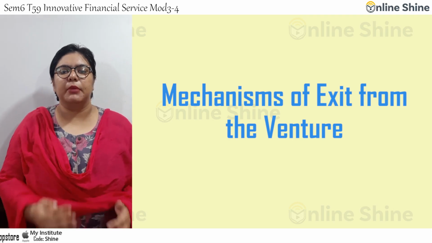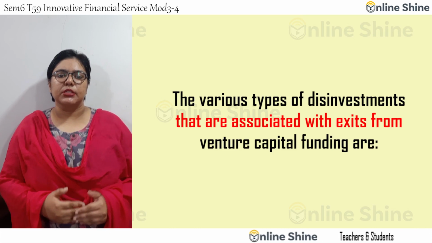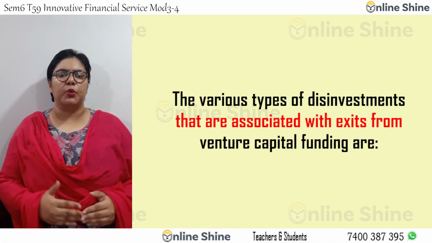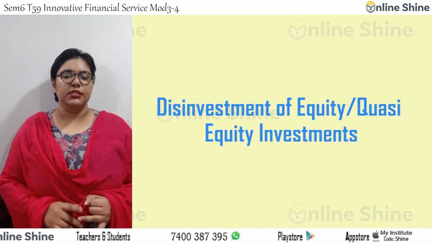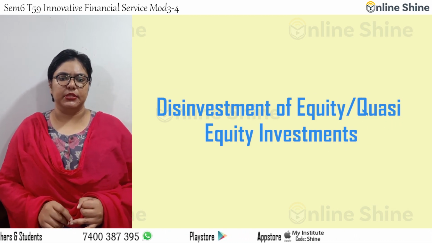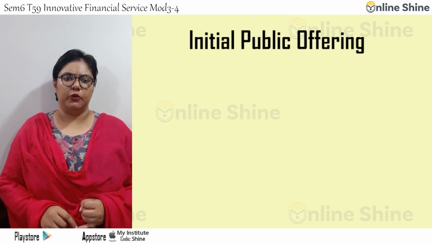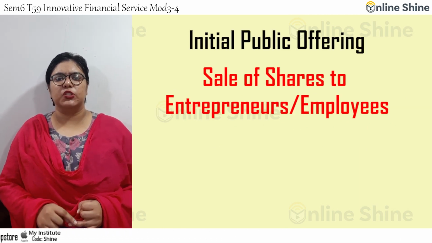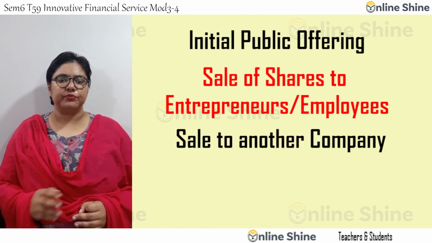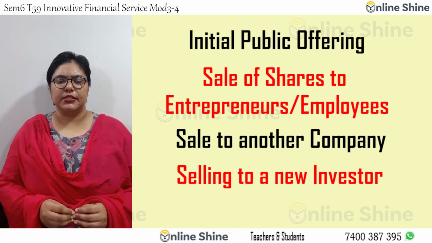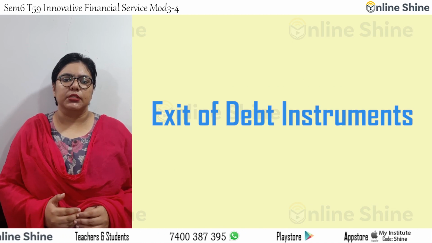Now we will deal with the mechanisms of exit from the venture. The various types of disinvestments that are associated with exits from venture capital funding are: number 1, disinvestment of equity / quasi-equity investments. These are subclassified into A. Initial public offering, B. Sale of shares to entrepreneurs / employees, C. Sale to another company, D. Selling to a new investor, and E. Liquidation. Second, exit of debt instruments.